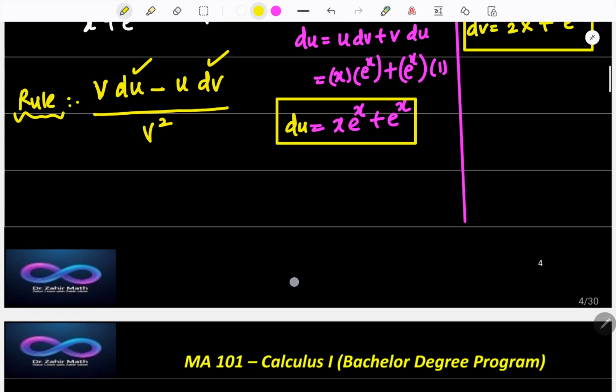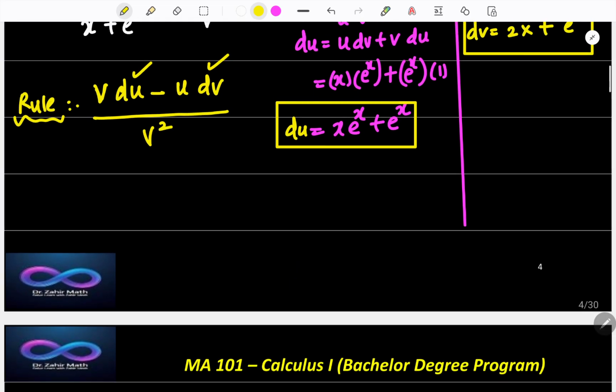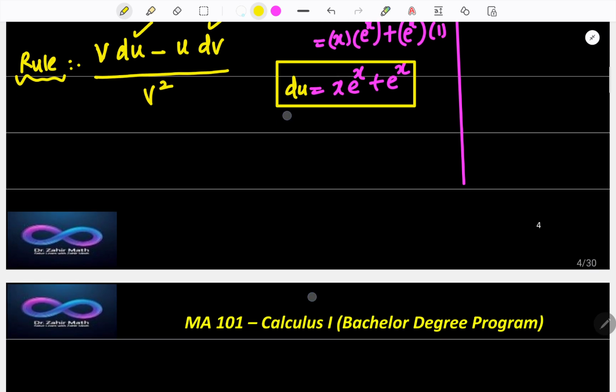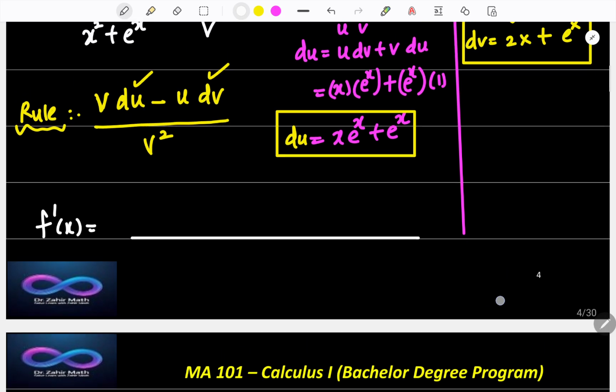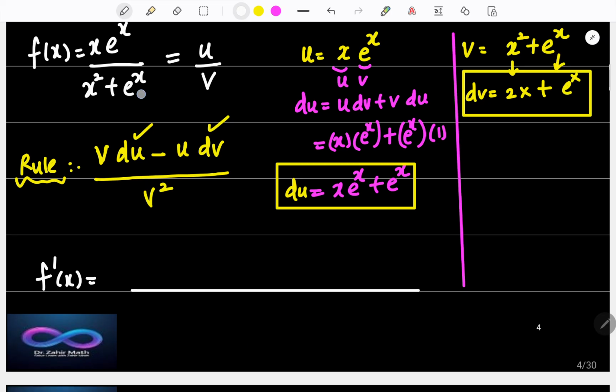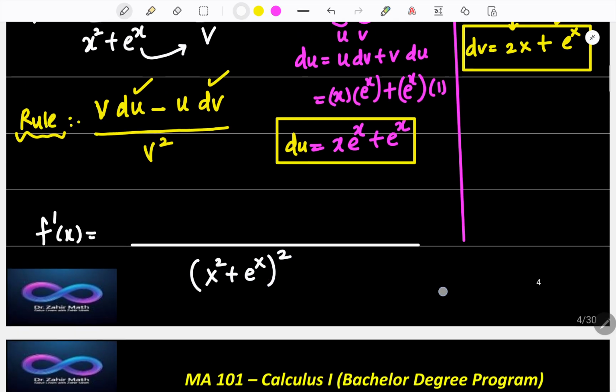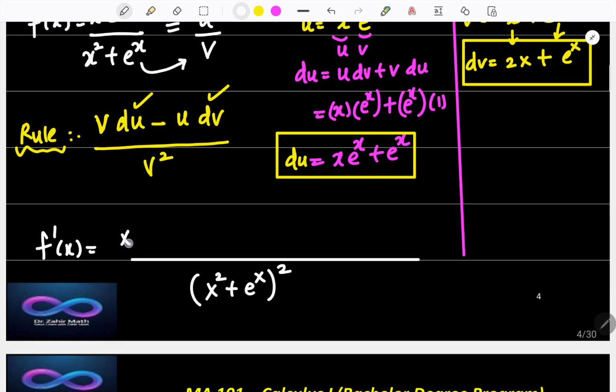Right, so let's start the rule. The rule is what here? V into du minus u dv. So I'll write it as this is f dash of x. F dash of x is equal to, I just find this rule and I apply the rule. V square. What is your V? This is your V and this is your U. Keep in your mind, which is x square plus e power x the whole square. First I put V square. Then I keep V, x square plus e power x. And then V is finished.